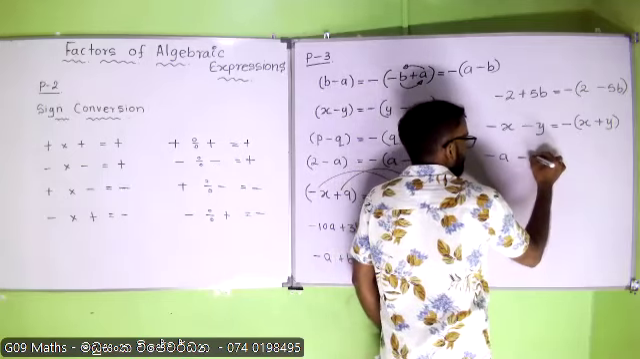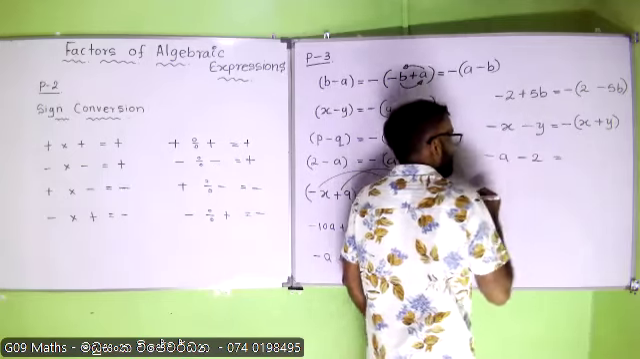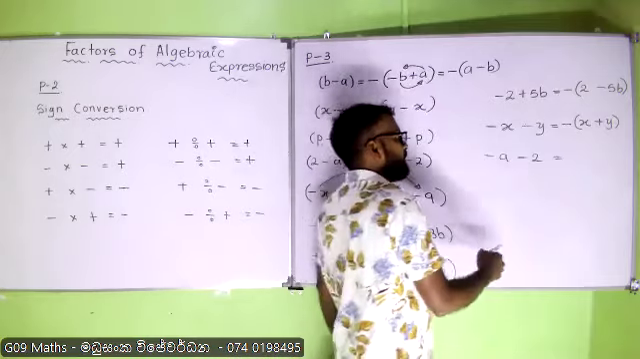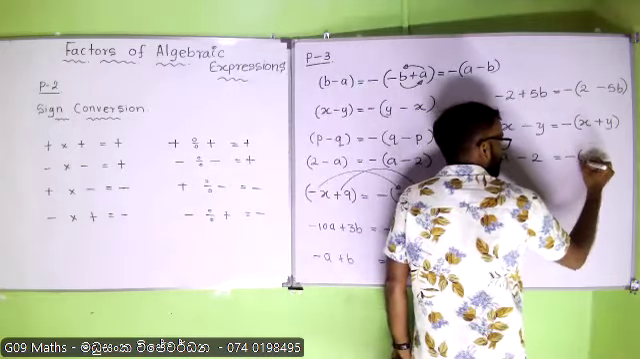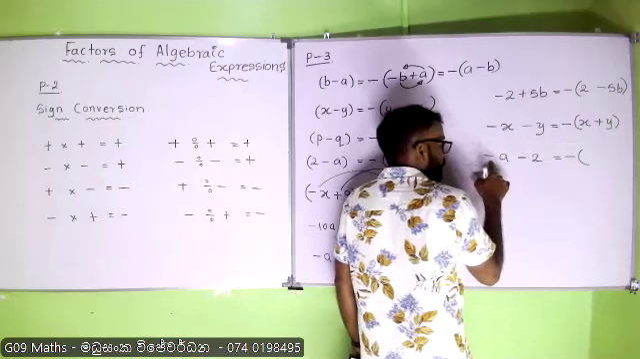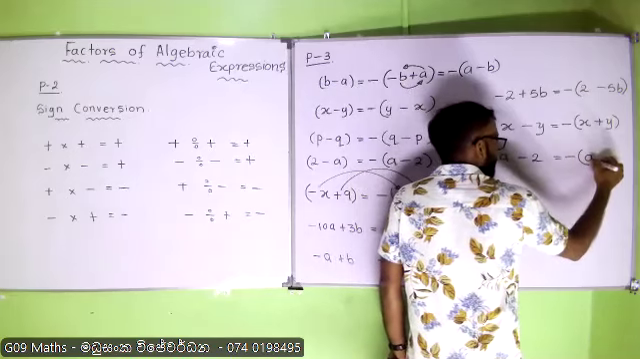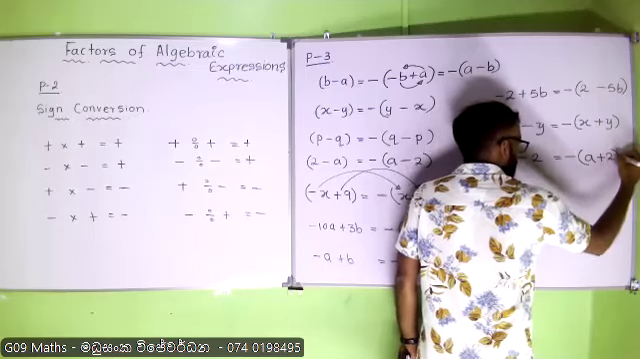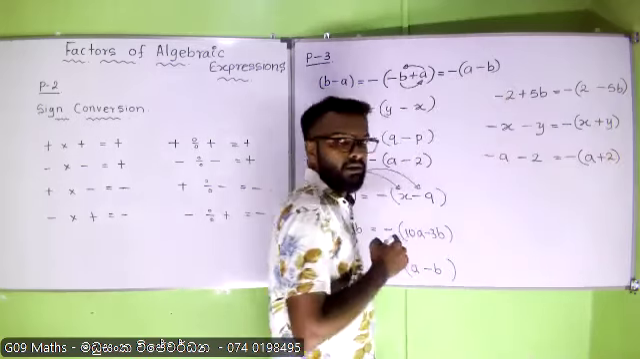Negative a minus negative 2. Take the negative sign out from the bracket. What you have to do? Negative a becomes positive a. Negative 2 becomes positive 2. Correct?